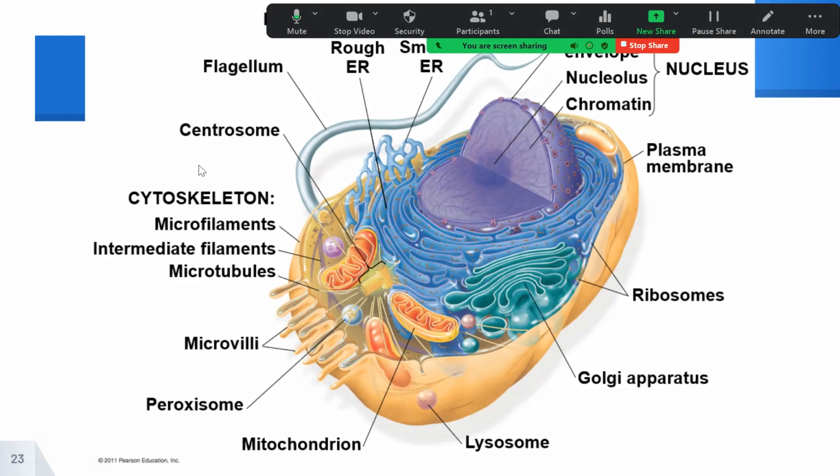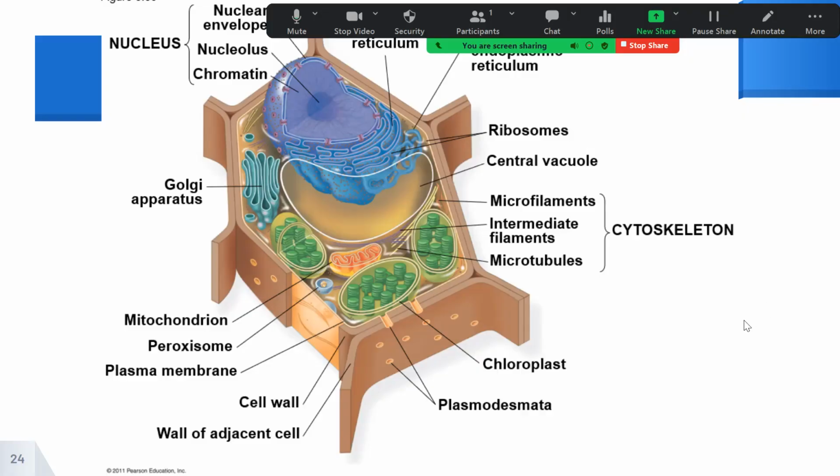So some of those organelles, it's just showing you those generalized characteristics. We're not going to get into all of those different organelles, but you should be able to recognize all of those.